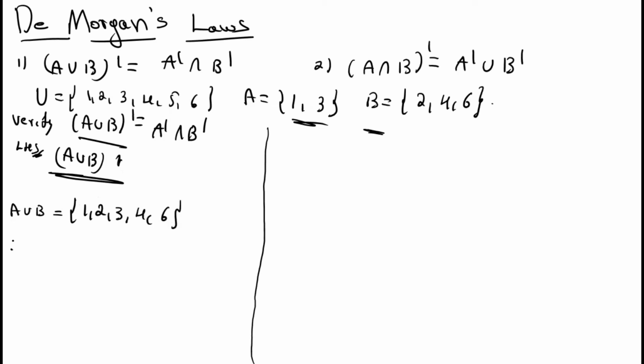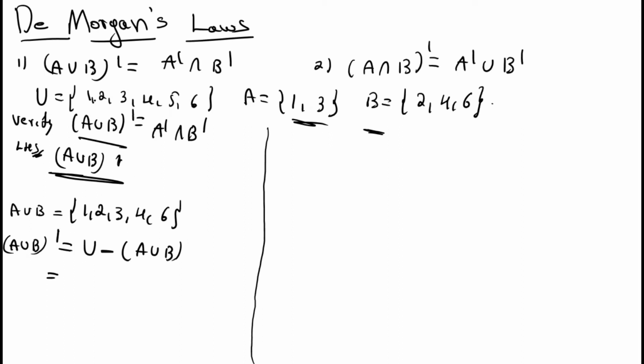Okay. Now (A union B) whole dash. A union B complement. That is nothing but U minus (A union B). It is equal to the elements of the universal set that are not in A union B. Now check the universal set.